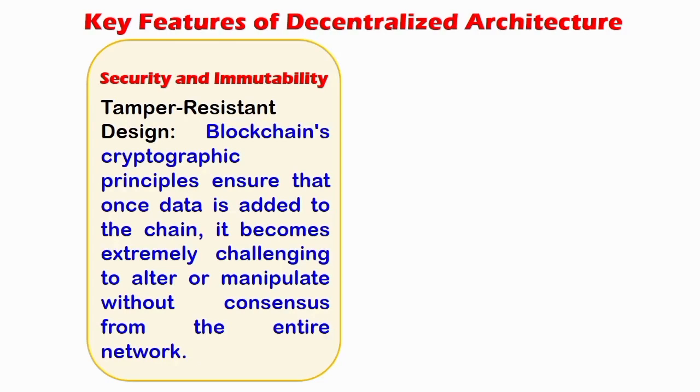Alright, so let's talk about security and immutability in decentralized blockchain architecture. Think of blockchain as a vault sealed with super strong codes. Once something is in there, it is really tough to change without everyone's agreement. These cryptographic principles make it extremely hard for anyone to mess with the data once it is added to the chain. It is like a digital lock that keeps everything safe and unchangeable without the network's approval.